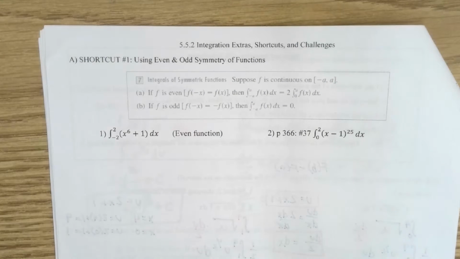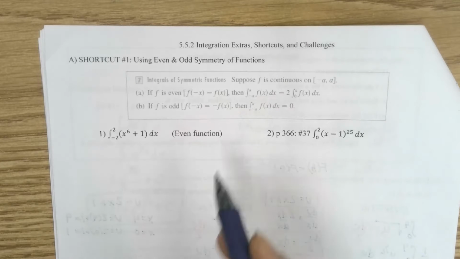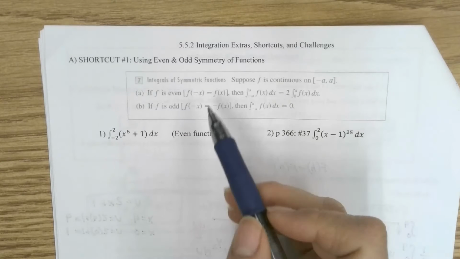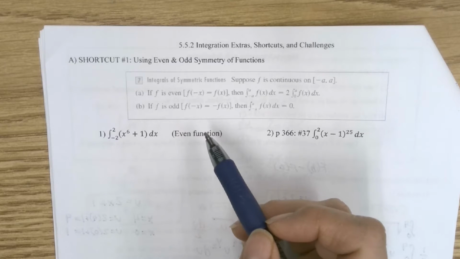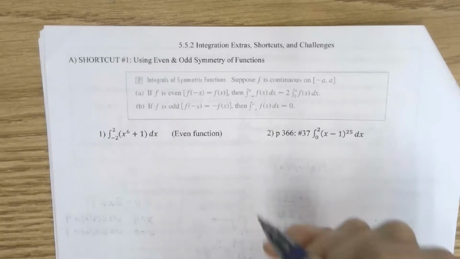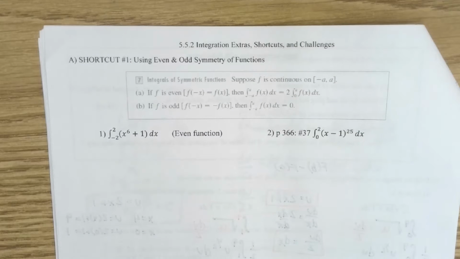We are continuing our study of chapter 5.5.2. This is Mrs. McInnes, and we have learned how to do the fundamental theorem of calculus using U substitution with both indefinite and definite integrals. And today I'm just going to show you 3 shortcuts that are available for you to use.